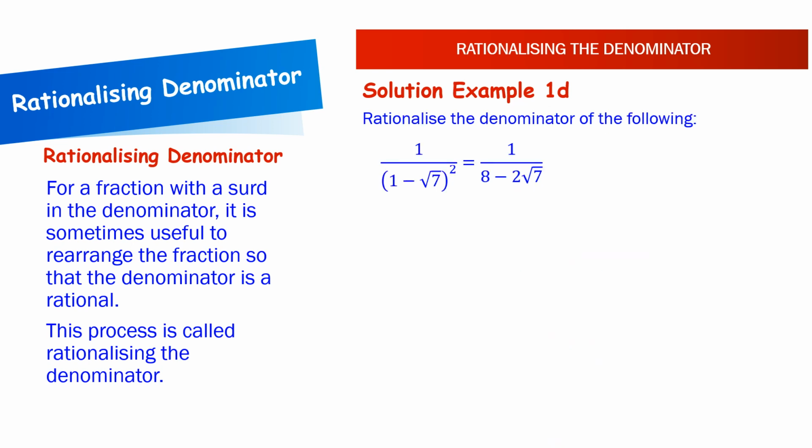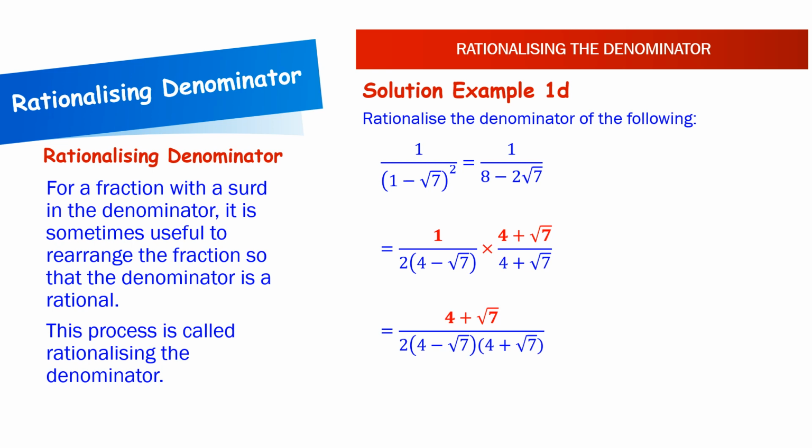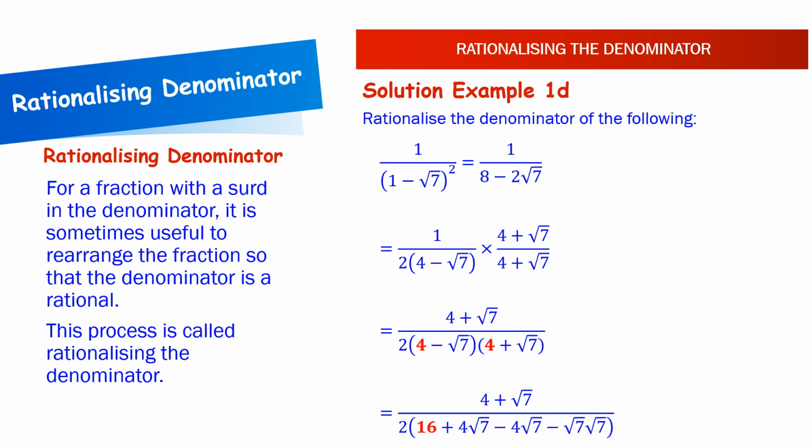So now we simply need to rationalise 1 divided by 8 minus 2 root 7. We can do that by multiplying by 4 plus root 7 divided by 4 plus root 7 as shown. And so we have in the numerator 4 plus root 7, and expanding the denominator gives us 2 times 16 plus 4 root 7 minus 4 root 7 minus root 7 times root 7.